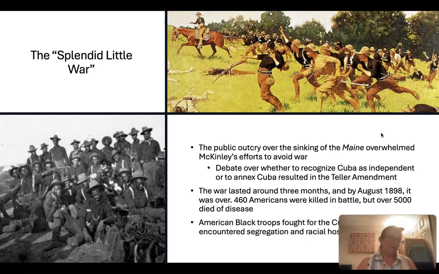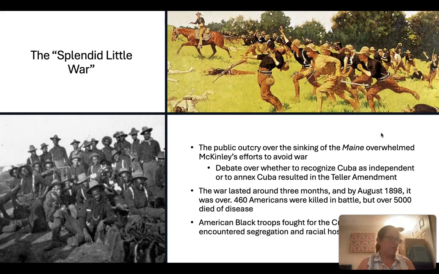The war was not the kind of splendid little war that Hay had described. There were severe supply problems. The Army did not have enough weapons and ammunition. They weren't wearing the right kind of uniforms to fight in this tropical country. They had these tropical diseases which killed 5 times as many Americans as bullets did. And there were also racial problems within the Army as well.